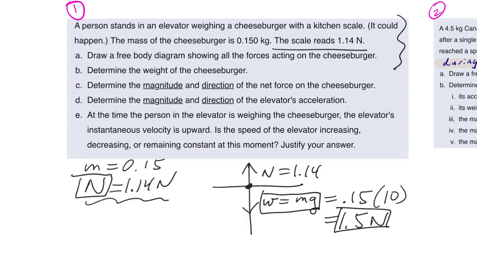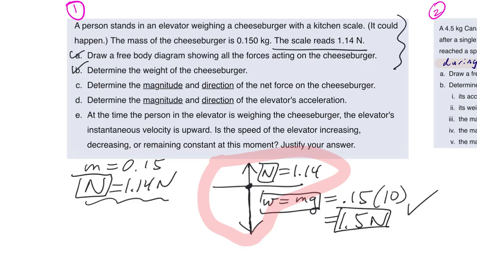Okay, so I should draw the free body diagram to reflect that. Make the weight bigger. So this would be part A, right here. Draw a free body diagram, so it's right there. So part B, determine the weight of the cheeseburger. Well, I did that right there.